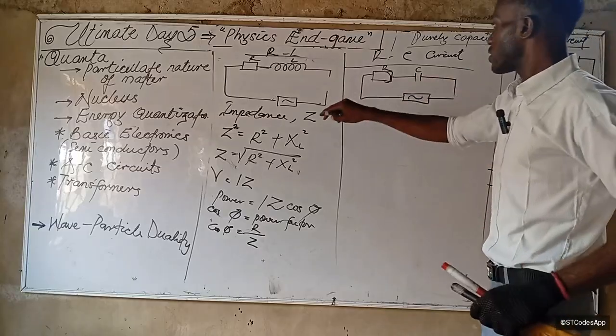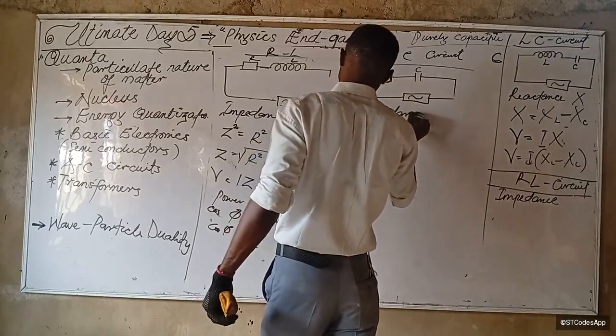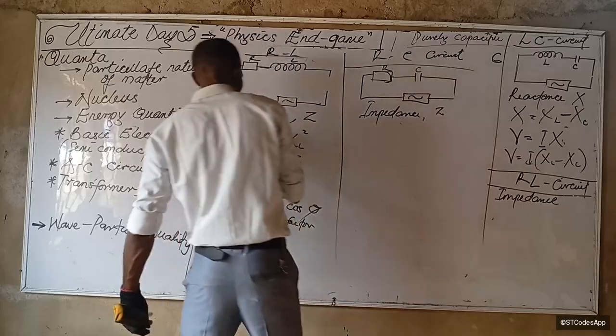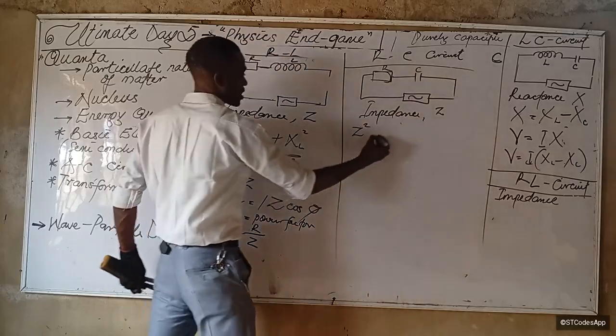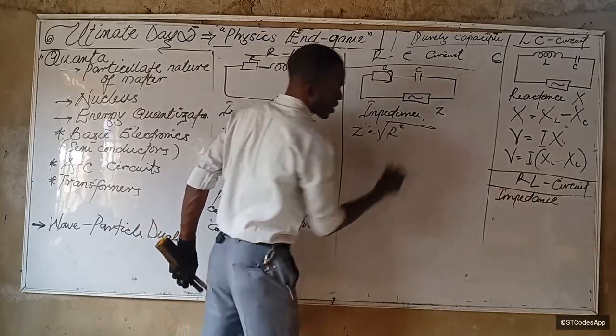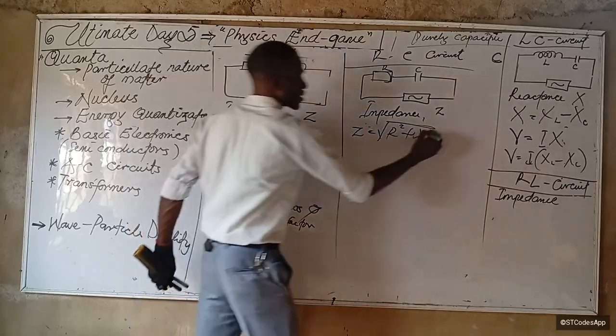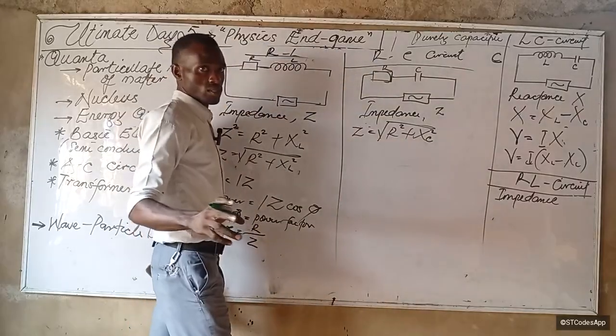So the opposition will also be called what? Impedance. And that impedance still will be calculated as what? The square root of what? R squared plus X sub C squared. Thank you. Are you with me? Okay.